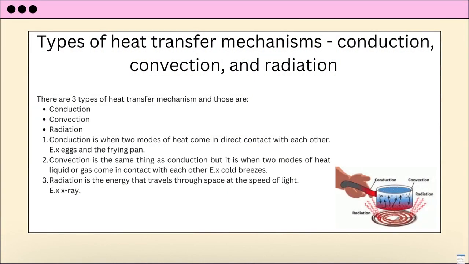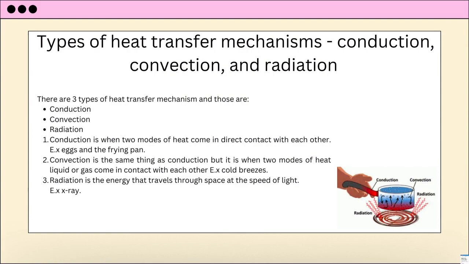Types of heat transfer mechanisms: conduction, convection, and radiation. There are 3 types of heat transfer mechanisms, and those are conduction, convection, and radiation. Conduction is when 2 modes of heat come in direct contact with each other. Example: eggs in the frying pan.